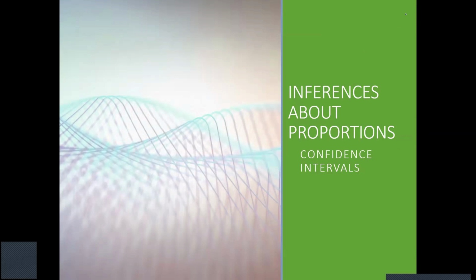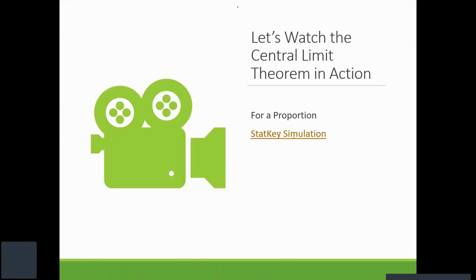So let's talk about inferences. And we're going to start with inferences about proportions. And the first thing we're going to do is confidence intervals for these. So let's watch the central limit theorem in action for a proportion.